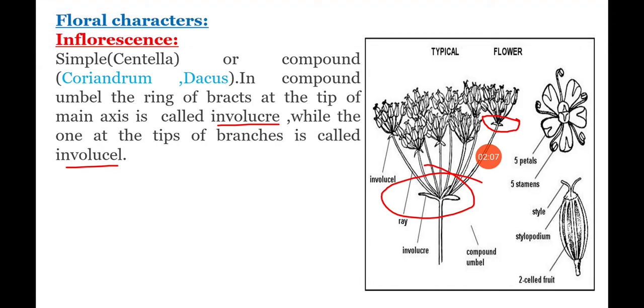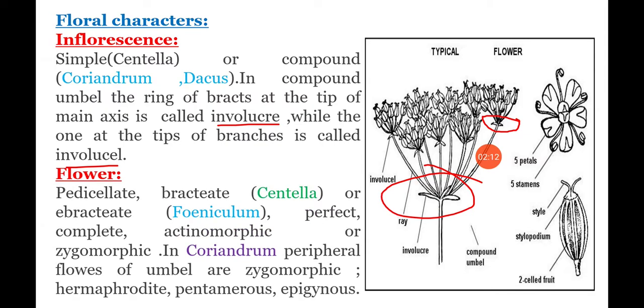Now, coming to flower. Flowers are pedicellate. Pedicel is present. These all are pedicels. Flowers contain pedicels, so they are called pedicellate flowers. Next, bracteate or ebracteate. Bracts are absent in Foeniculum vulgare. Next, flowers are perfect. Next, complete flowers. Complete means all the four whorls are present. That means calyx, corolla, gynoecium and androecium are present in the flower.